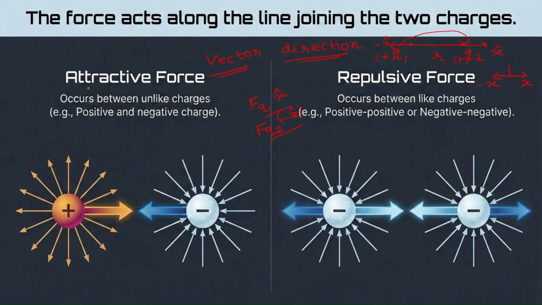Now here I write, attractive force occurs between unlike charges. Here you see a positive charge and a negative charge. They attract each other because they are different, unlike charges. Now the repulsive force occurs between like charges: negative and negative repel each other, and positive and positive charges also repel each other. It is a very easy concept.